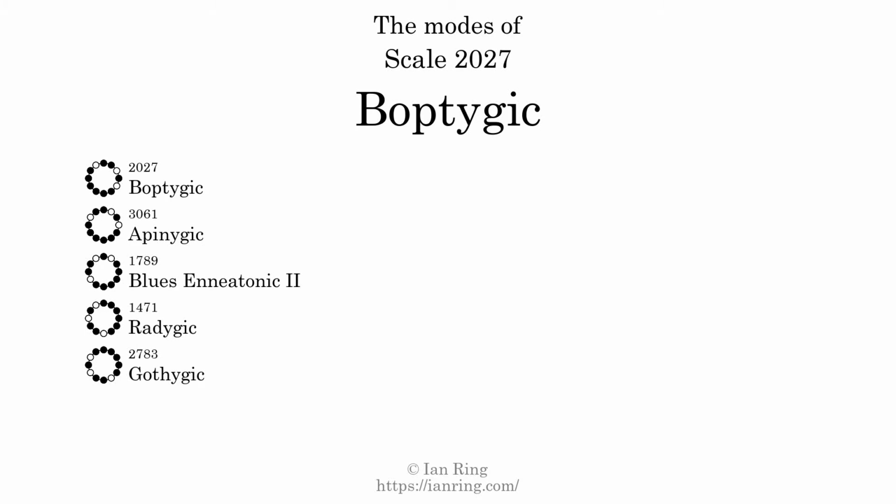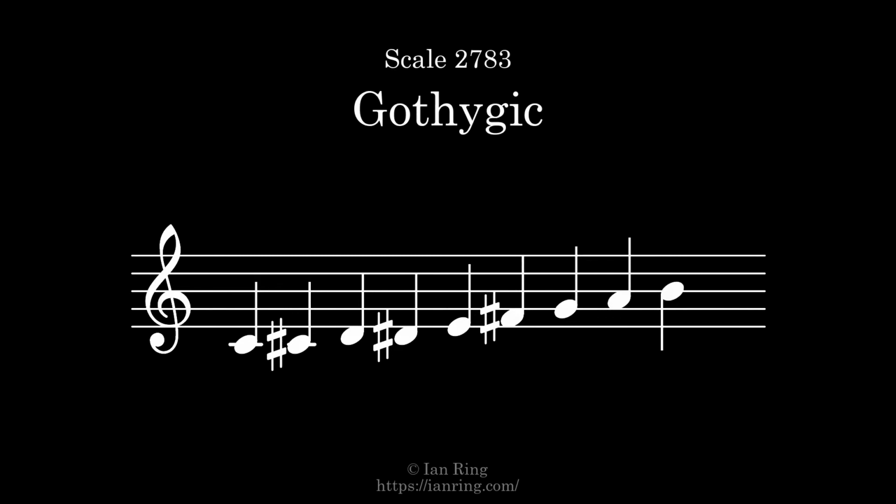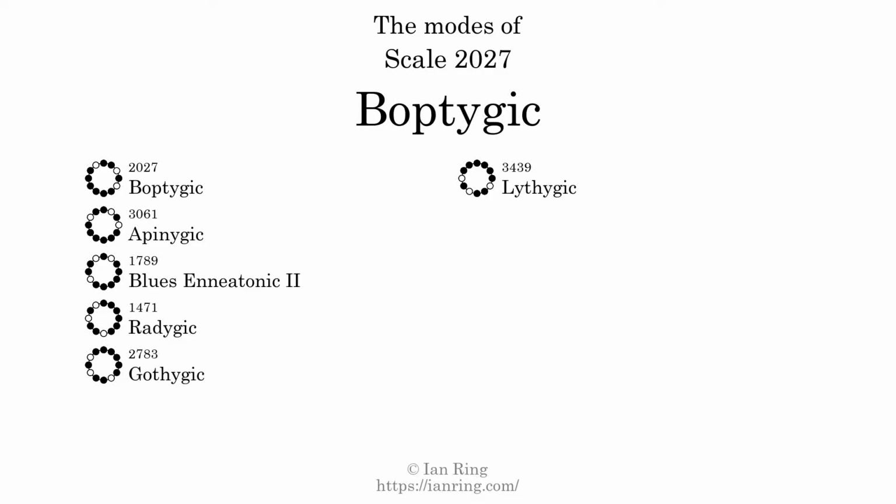The fifth mode is Scale 2783, also known as Boptygic. It sounds like this. The sixth mode is Scale 3439, also known as Boptygic. It sounds like this.